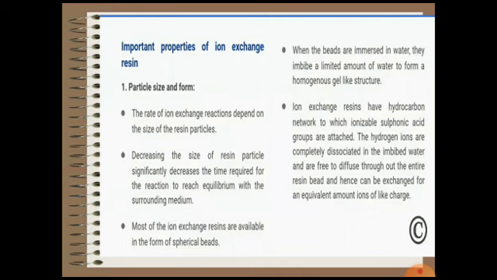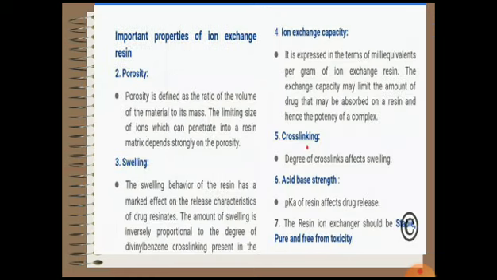For particle size and form, this is what you have to write. It mainly depends on the release kinetics. If the resin particle size is decreased, the time required for the reaction to reach equilibrium decreases. If the particle is bigger, it will take more time to reach equilibrium. And we make it in spherical form only. That is what you have to write under particle size and form. Clear?